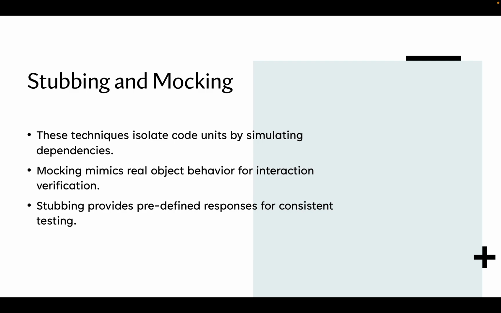So mainly, stubbing and mocking are very important in unit testing. These techniques isolate code units by simulating dependencies, and mocking mimics real object behaviors for interaction verification, and stubbing provides predefined responses for consistent testing. So it's very important.